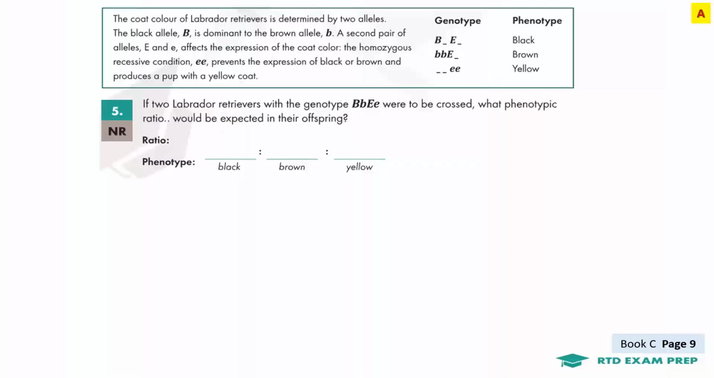In question 5, the coat color of Labrador retrievers is determined by 2 alleles, the B's and the E's. But the key thing here is 2 little e's prevents the expression. There's our masking, which we also know is epistasis. It wants us to do a cross between 2 that are completely heterozygous. Big B, little b, big E, little e. So you can set this up.